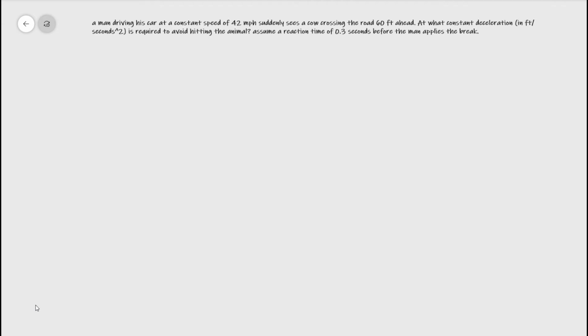Again, for this problem, let's say there is a car traveling with a constant speed of 42 miles per hour, and at some point during his driving, 60 feet ahead of him, he saw a cow crossing the road. Let's say the distance here is 60 feet.